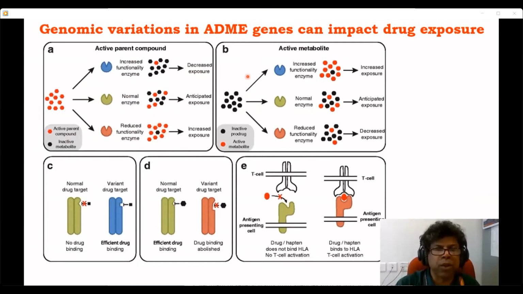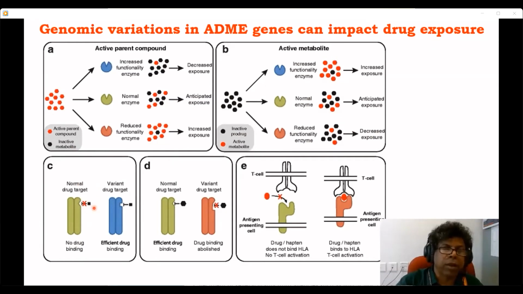Now, in the case of active metabolites, like a prodrug, for example, you have an inactive prodrug, for example codeine to morphine. If they go and bind the target site and there is increased functionality of the enzyme, you have less inactive prodrug, and there will be increased exposure of the drug. In the case of a normal enzyme, as I mentioned, you'll have anticipated exposure, whereas with a reduced functionality enzyme, you'll have decreased exposure of the drug. So this genomic variation again is very important.